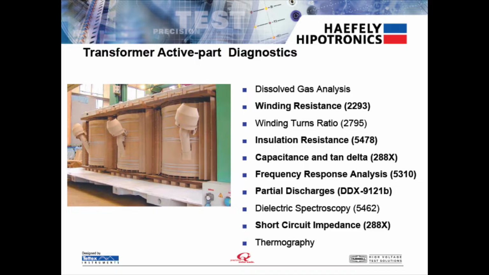So here's a list of all the different tests that you can run on a transformer. The bolded ones with the numbers next to them are the corresponding model numbers of the units that we sell. So dissolved gas analysis, or DGA, winding resistance is something we cover, winding turns ratio, or TTR, insulation resistance, capacitance and tan delta, frequency response analysis, or FRA, partial discharge testing, dielectric spectroscopy, short circuit impedance, and thermography.